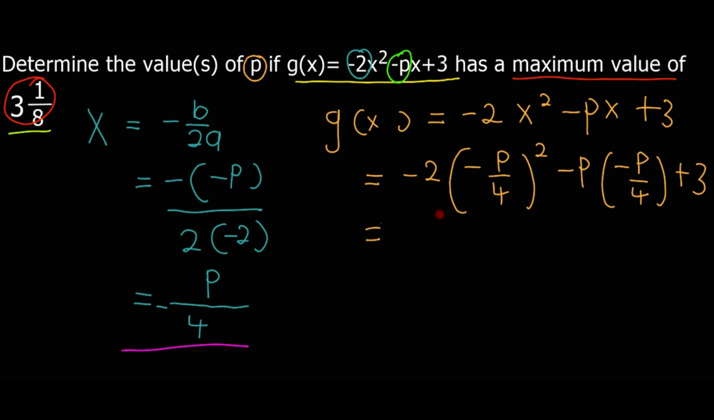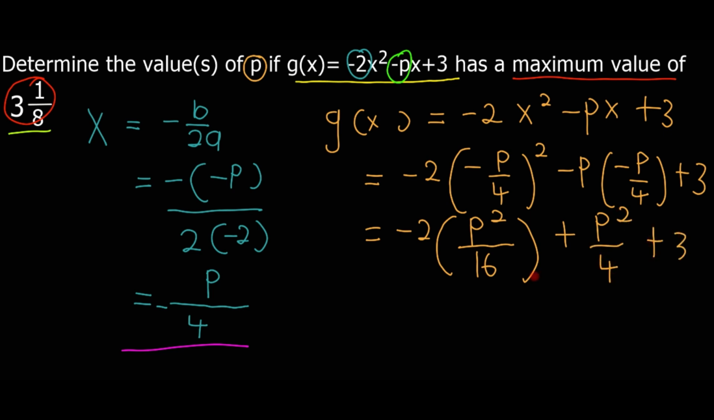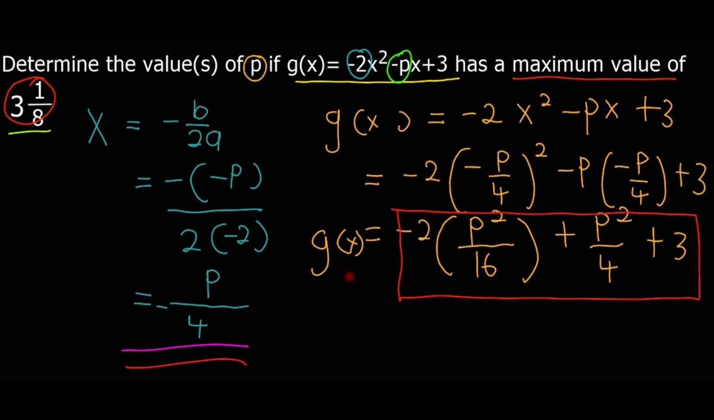From there we simplify. We get negative 2 times p squared over 4 squared. So p squared over 4 squared, where 4 squared is 16. And for this one, negative p times negative p gives positive p squared over 4, plus 3. So now we have q, because the moment we substitute this value we get q.